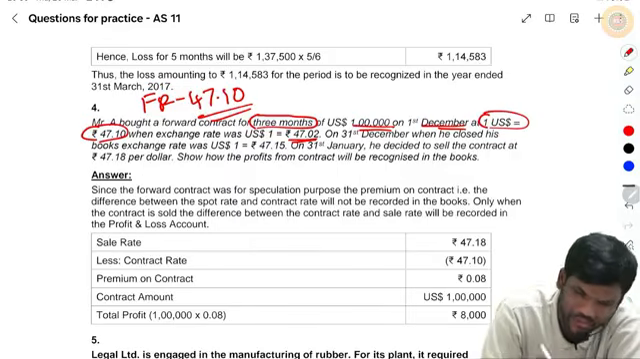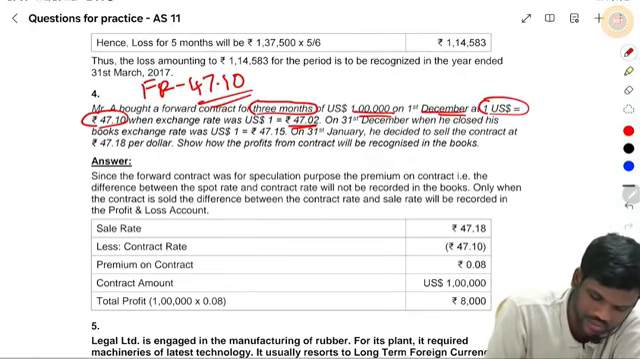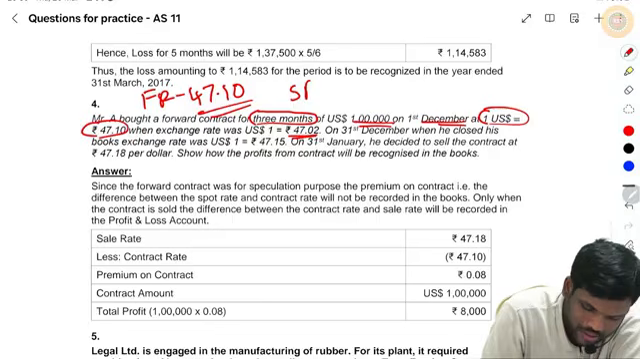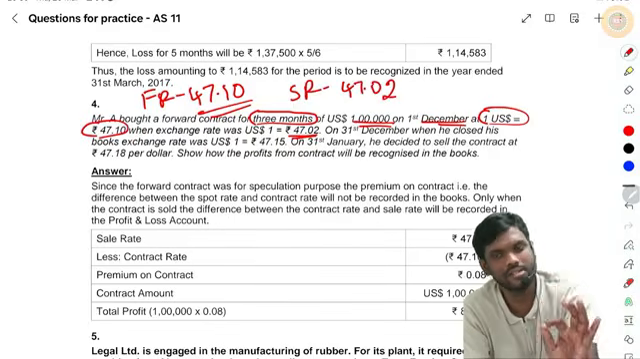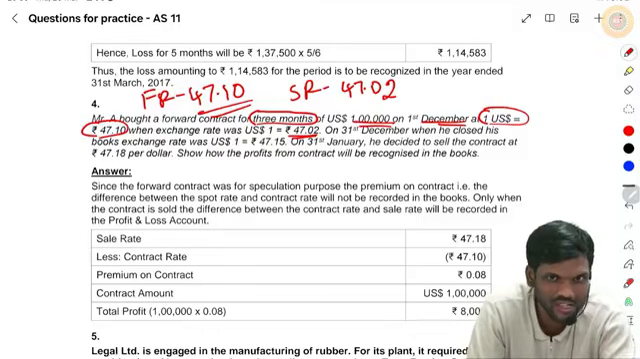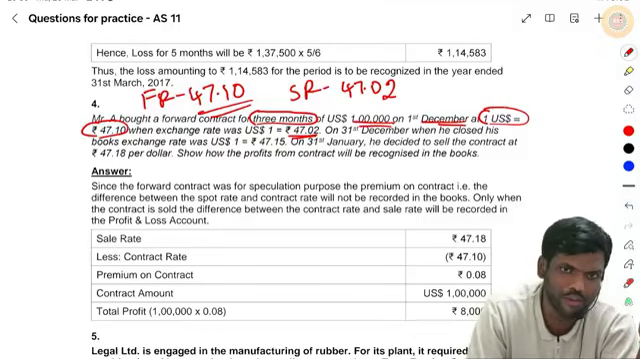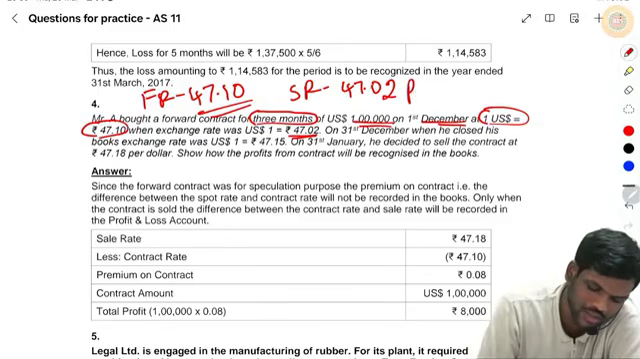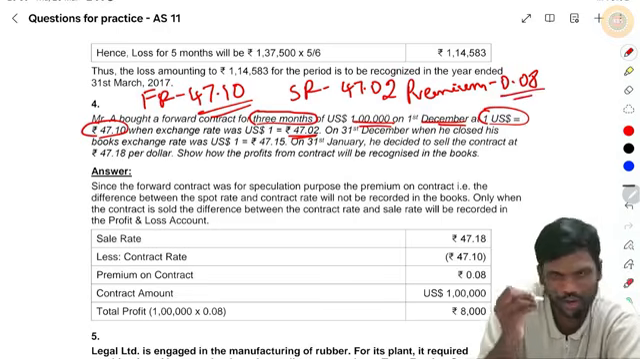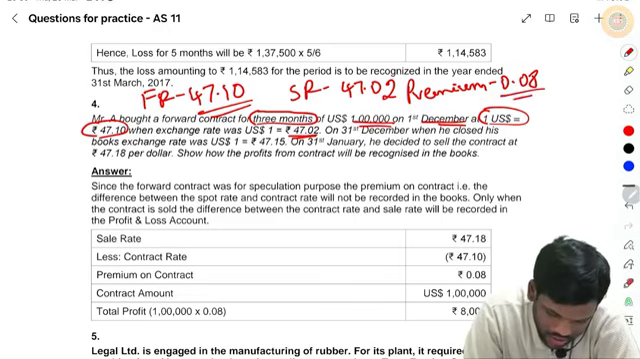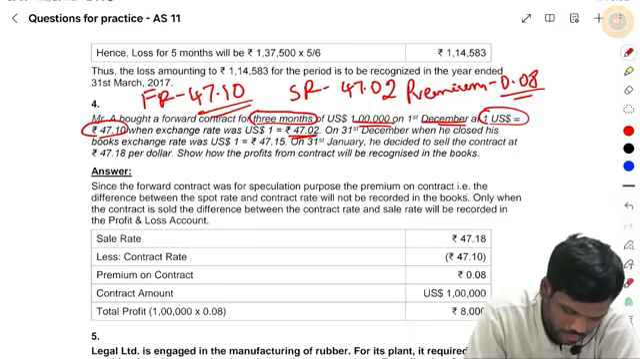On 1st December, which is the date of entering into the contract, the exchange rate is 47.02, so the spot rate is 47.02. First identify this clearly from the question. Forward rate is 47.10, spot rate is 47.02. Obviously the forward rate is more than the spot rate, so it is a premium of 0.08 per dollar.